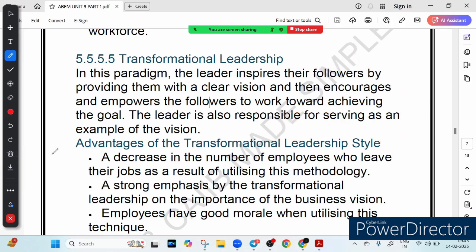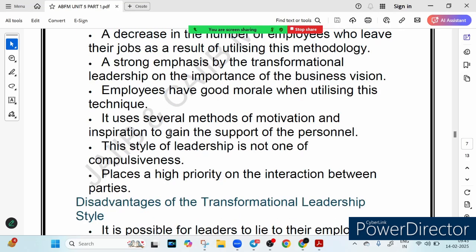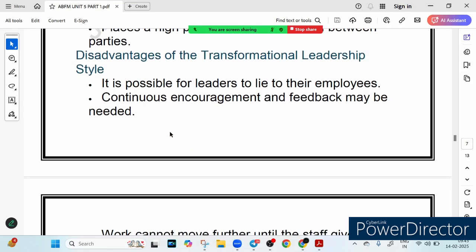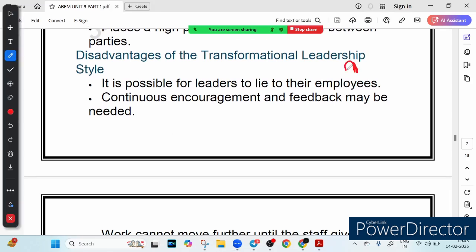Morale increases, right? A strong emphasis. So these are the advantages we have just talked about. But what are the disadvantages? What is the flip side? Let's look at the flip side also. Risk of manipulation, right? So there is a high chance of being manipulated, as some leaders might fake inspiration just to control employees.